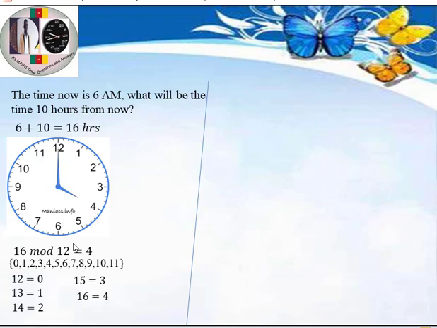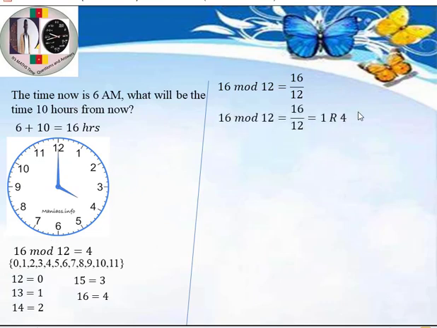But what if the number is too big? Then we need another method to ease these calculations. That's why we have division. Mod 12 is also simply this: we take the number 16, divide it by the modulus, which is 12, and we have 1 remainder 4.